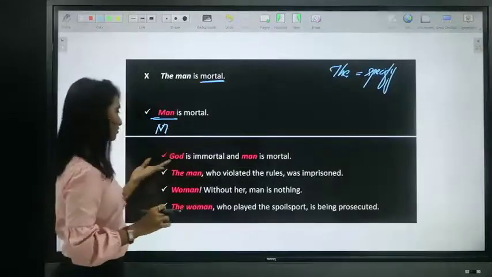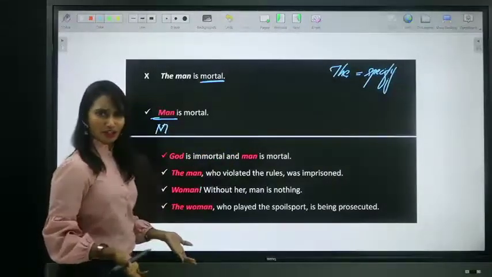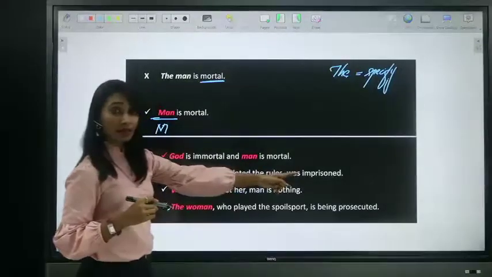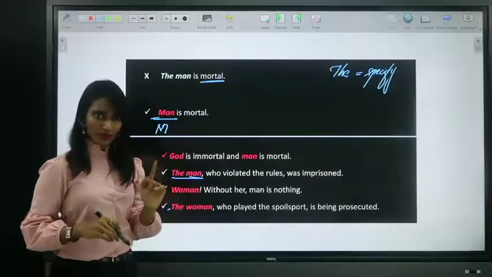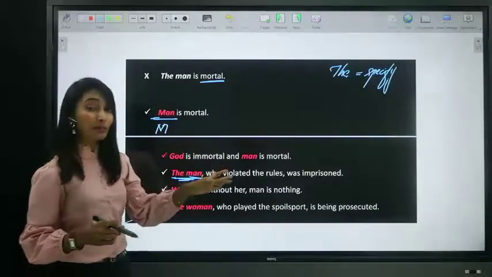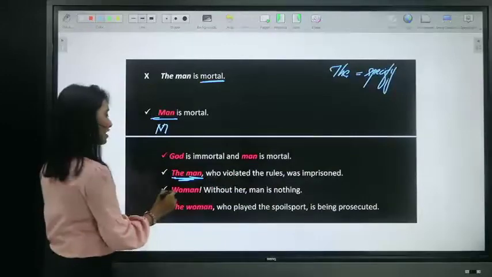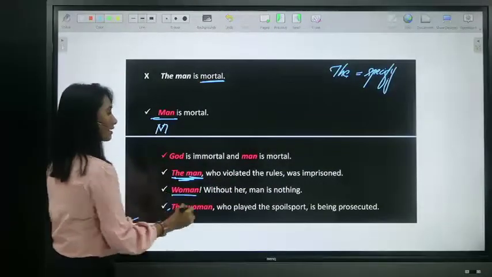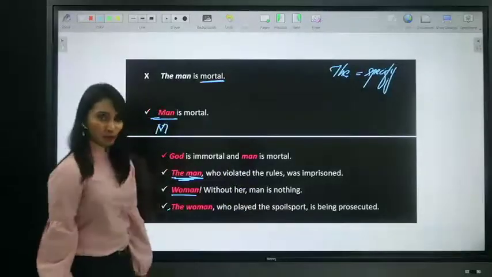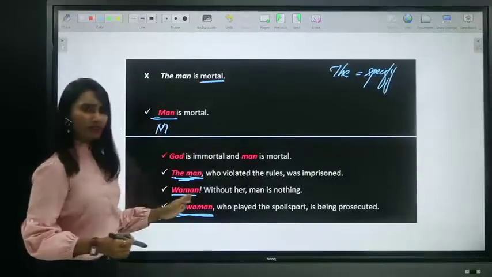In the same way, look at this one. God is immortal. He has no death. And man is mortal. A generalized statement. The man who violated the rules was imprisoned. Was every man imprisoned? No. The man, here we are specifying a particular man who violated the rules, was imprisoned. Women, without hair, man is nothing. The women who played the spoilsport are being prosecuted. Here, particular women. Here we are talking in general.